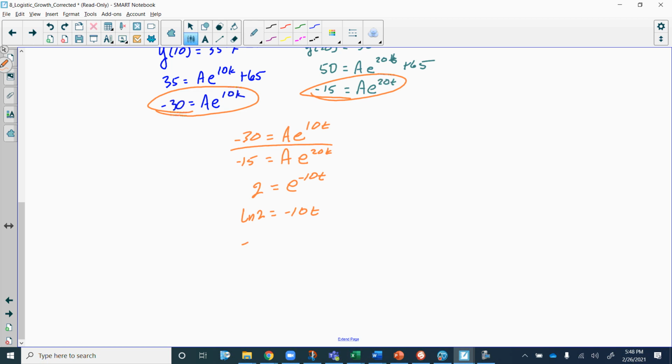I don't remember what the number was. I just know it's not a very nice number, so I'm going to just leave it in the exact form. It'll be the overall negative natural log of 2 over 10 equal to k. This is the k value that we're finding. Sorry about that.